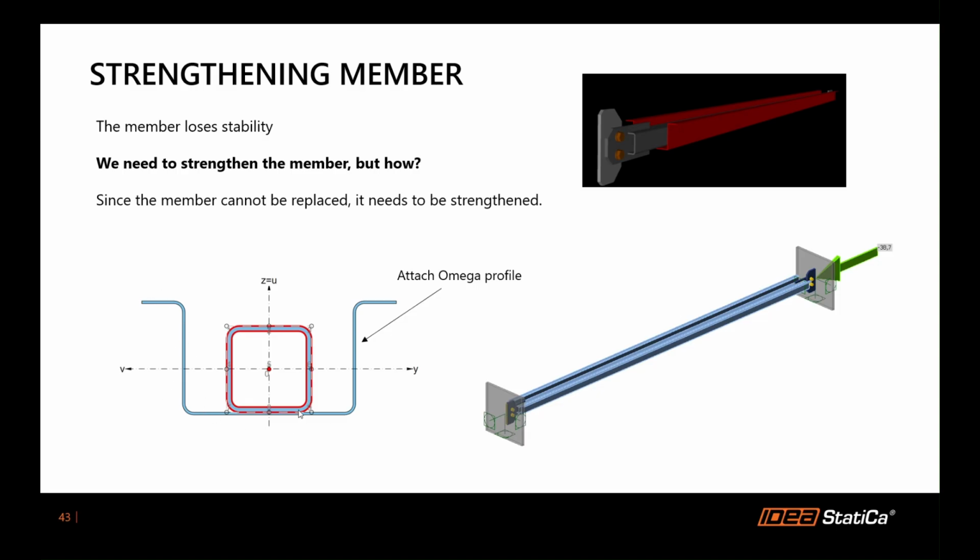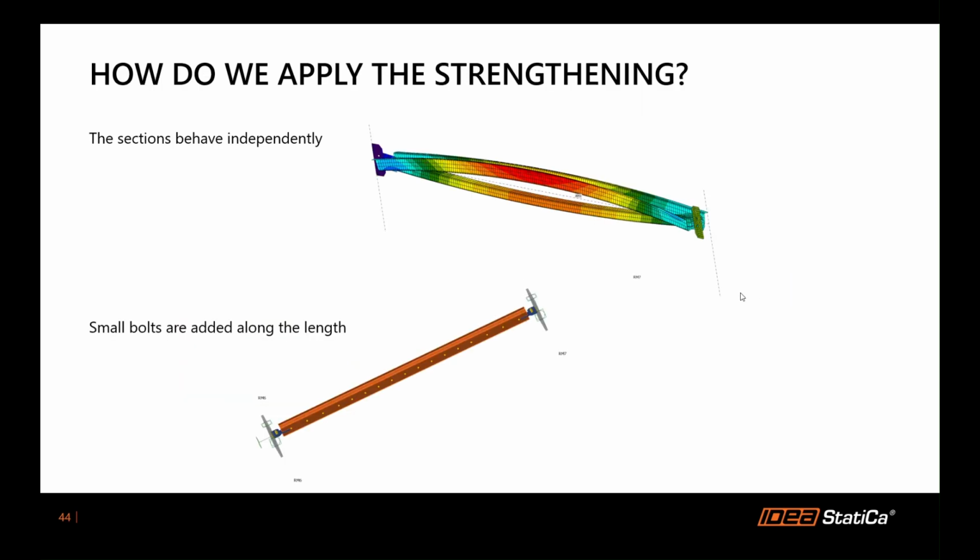But the next question is, how are you going to apply this? Are you going to weld it? It's really difficult and you don't want that, so maybe a different solution. Because what we see, if we don't couple these two beams, the sections behave independently, so we have to connect them. Small bolts are added along the length, and we simulate the real exact behavior.